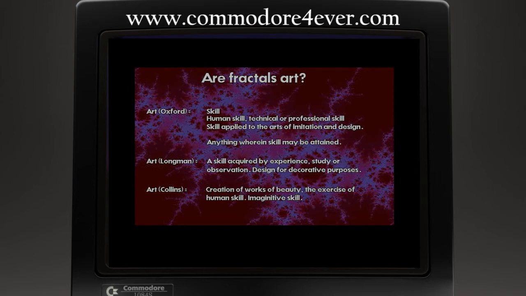In order to produce plots such as you see on this disc, human skill has been exercised to program the computer and display the pictures. All definitions agree that such skill is a prerequisite. The Oxford Dictionary even mentions technical skill as being a component of art, and there is no doubt that this is present in abundance in the production of fractal pictures by computer.